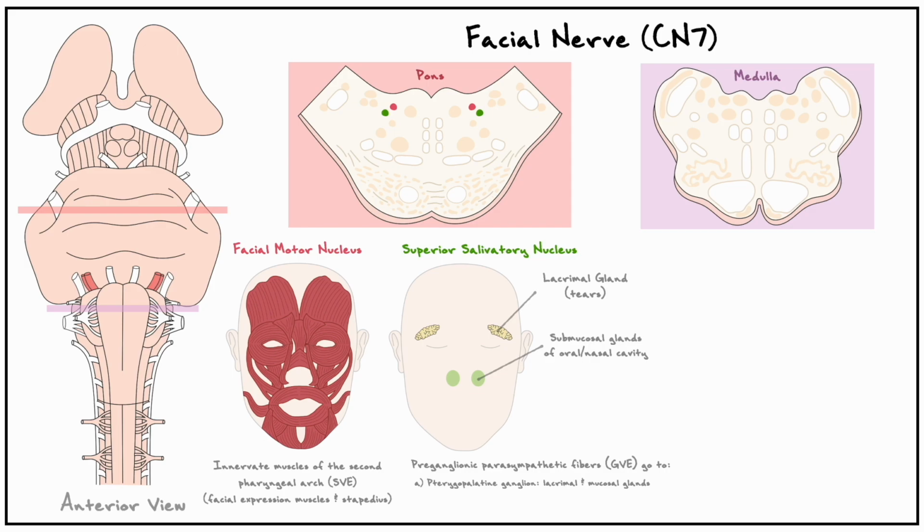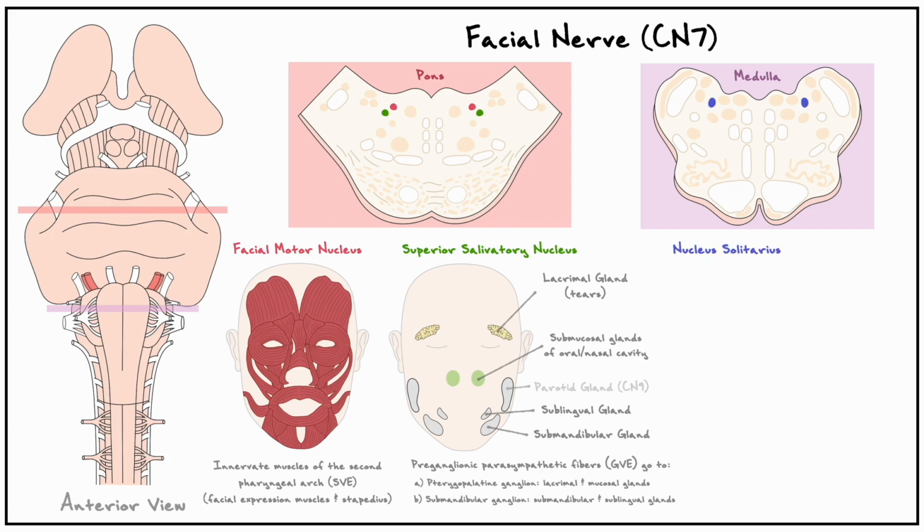The second ganglion that is connected to the superior salivatory nucleus is the submandibular ganglion, and its activation activates the submandibular and sublingual salivary glands. As you might suspect, these glands produce saliva. I should also mention that there is a third salivary gland called the parotid gland, but this one gets activated by cranial nerve 9. Now, when it comes to the medulla, it contains an important sensory nuclei for the facial nerve, namely the nucleus solitarius.